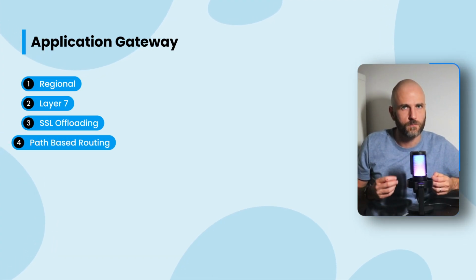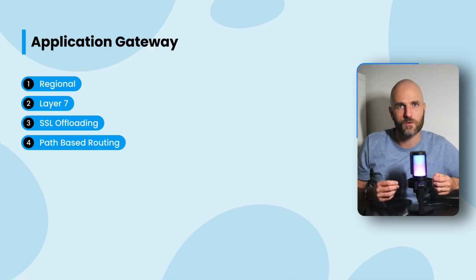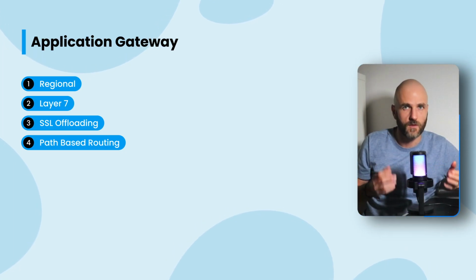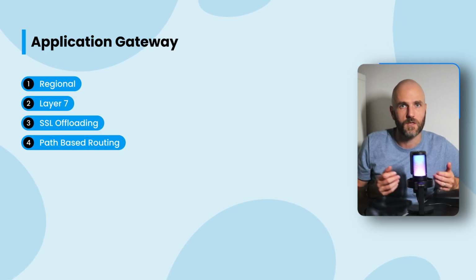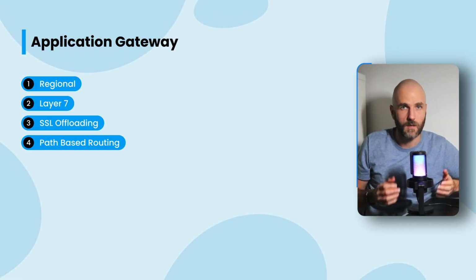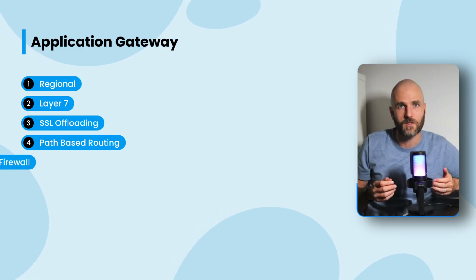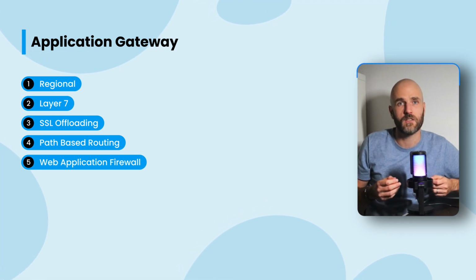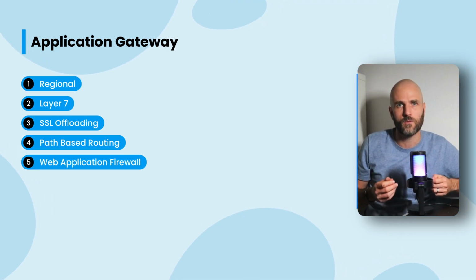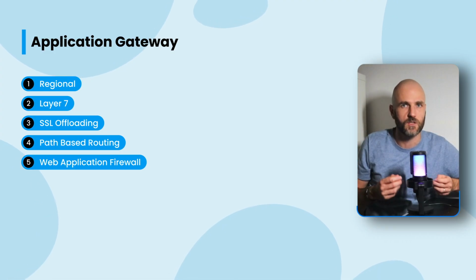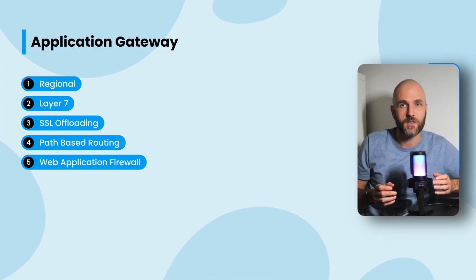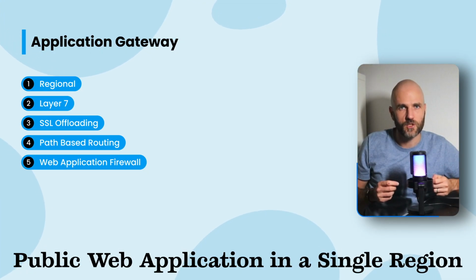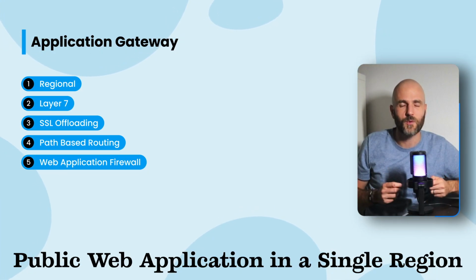It can also do path-based routing, so you can send users going to yourwebsite.com/images to one set of servers and users going to /API to another. And here's a killer feature, Application Gateway can come with a built-in Web Application Firewall, or WAF. Think of this as a dedicated security guard for your website, protecting you from common attacks like SQL injections and cross-site scripting right out of the box. So if you're dealing with public-facing web traffic in a single region, Application Gateway is almost always your answer.